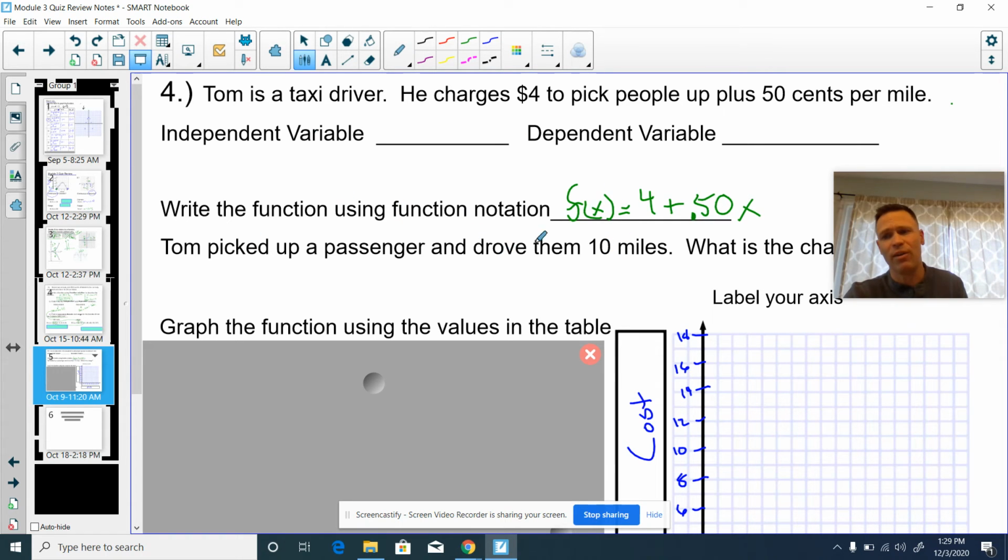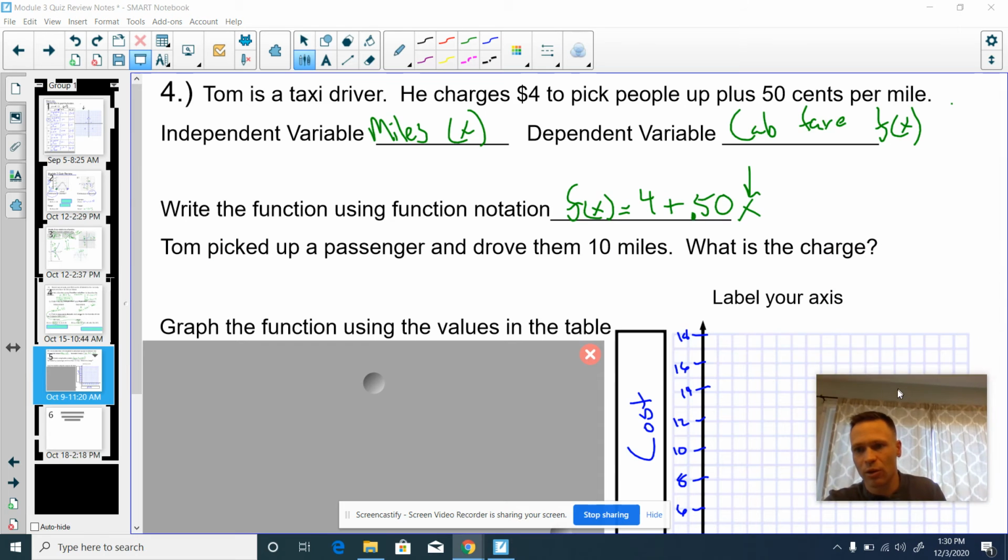Now that I've got my function, it makes more sense to talk about what the independent variable is. What does this represent? Well, x represents miles: miles driven, miles traveled, however you want to say it. The dependent variable, you can say this in a lot of different ways. It's f of x. It's like cab fare, how much you pay for it. It's your total cost. It's your f of x, okay? All those things will be okay.